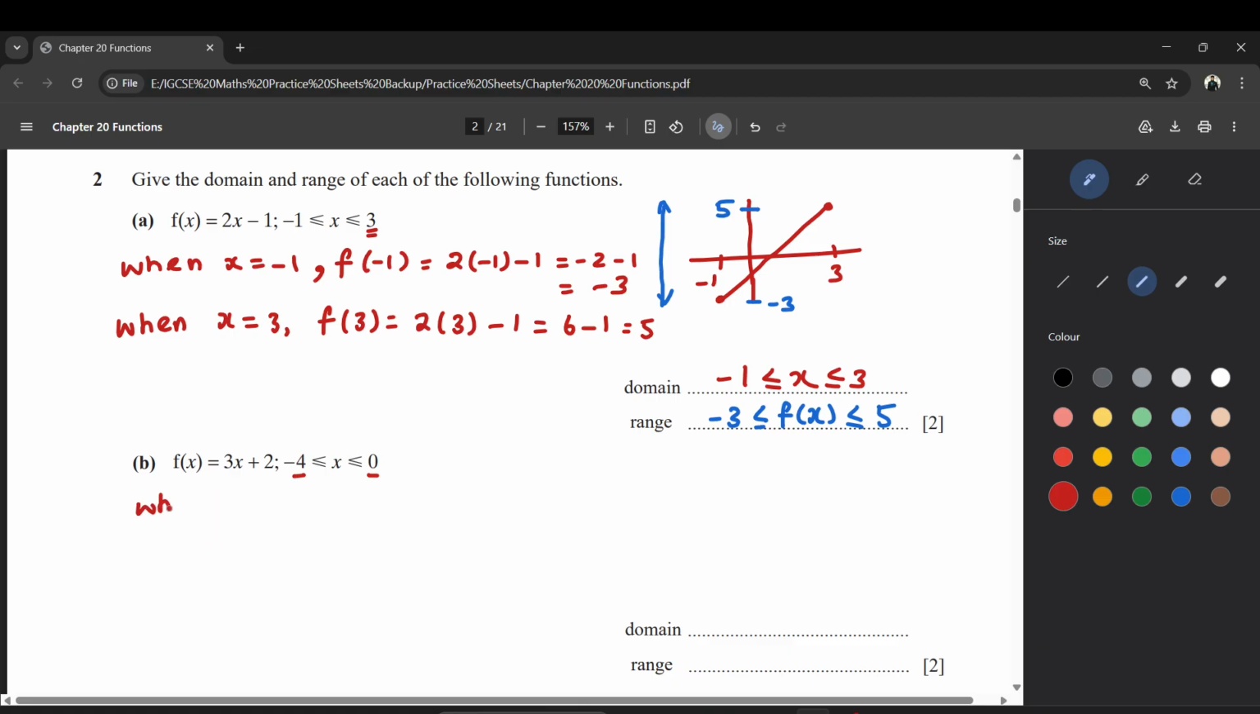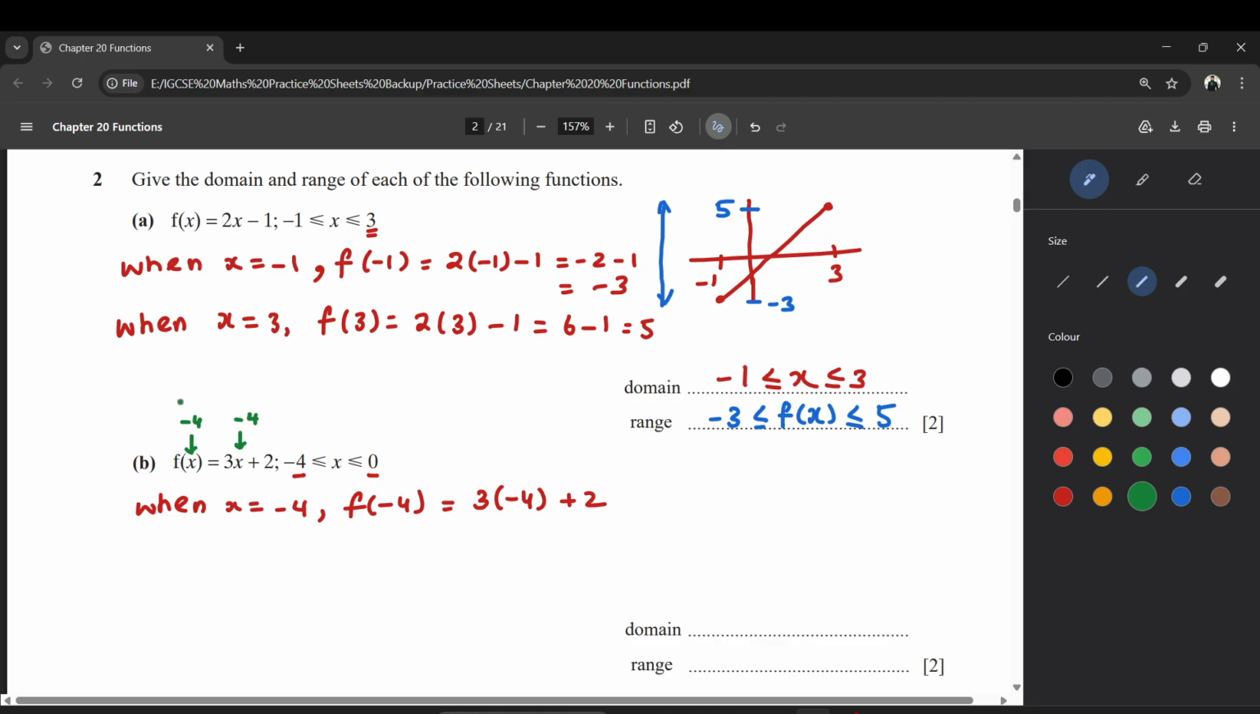So I'm going to write that when x is equal to minus 4, f of minus 4 is equal to 3 times minus 4 plus 2. This is just a notation, okay? Because look, originally this is x, so you have x over here. If I want to plug in minus 4 over here, that means I'm going to write down minus 4 over here as well. So basically what am I saying?